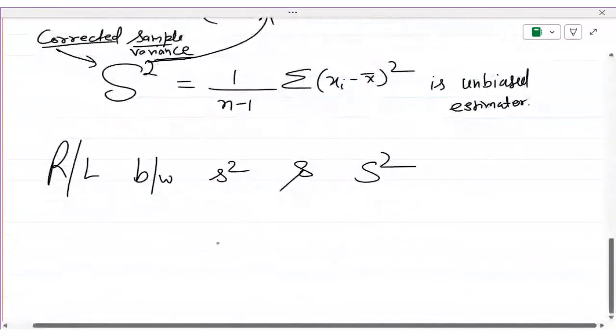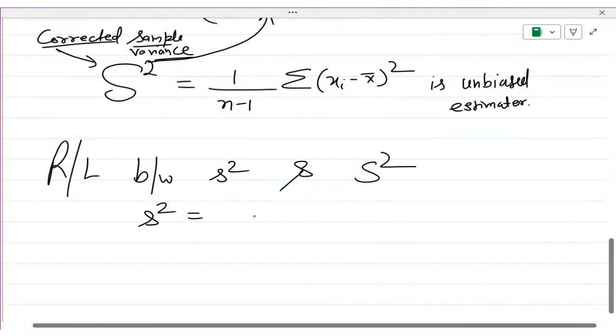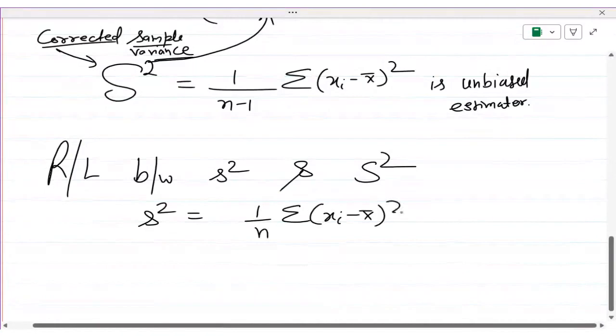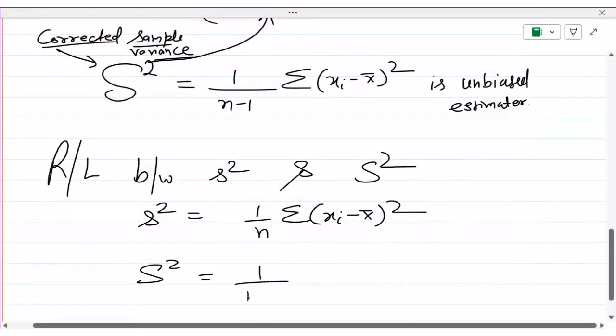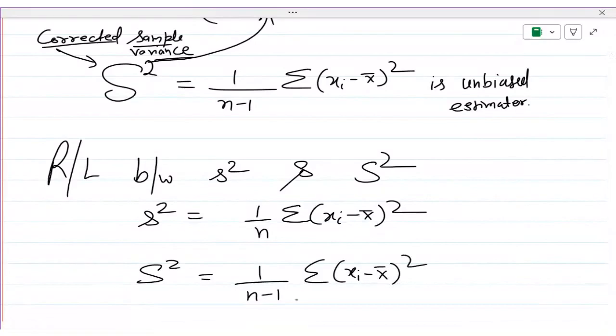Okay. So what is small s square? Small s square is 1 upon n sum of xi minus x bar whole square. And what is capital S square? So that we have told just now, 1 upon n minus 1 sum of xi minus x bar whole square, i varying from 1 to n. Now let us call this 1, let us call this 2.